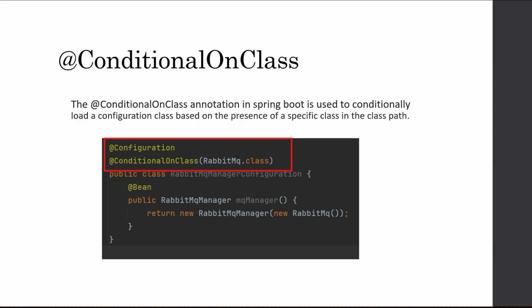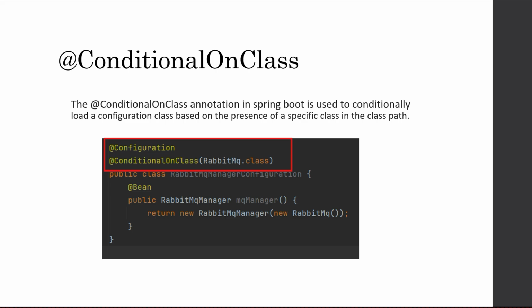In the screenshot, we can see that we have a class named RabbitMQManagerConfiguration. It's a configuration class, and on this configuration class we have applied the @ConditionalOnClass annotation, and we are also passing RabbitMQ.class to this annotation. This configuration class also has a method named mqManager, and this method is annotated with the @Bean annotation.